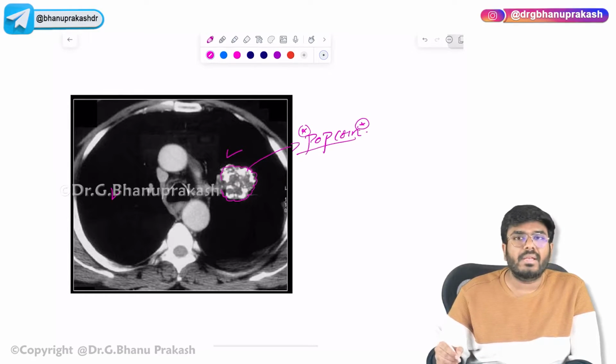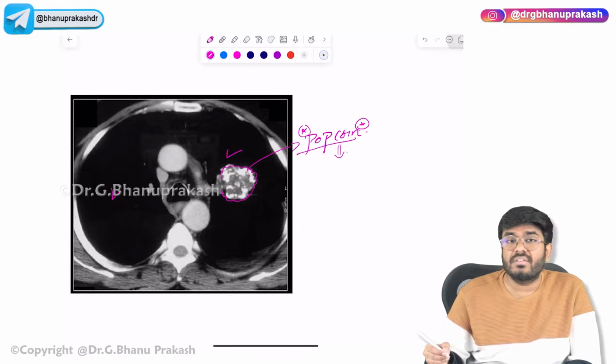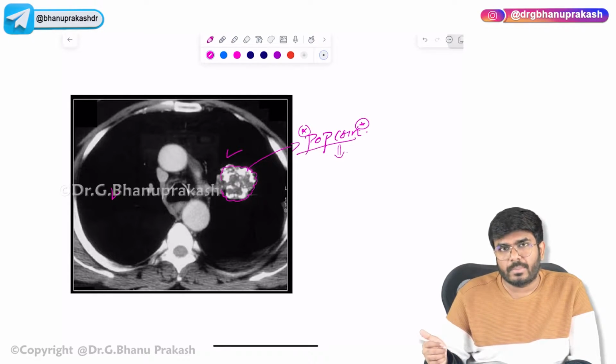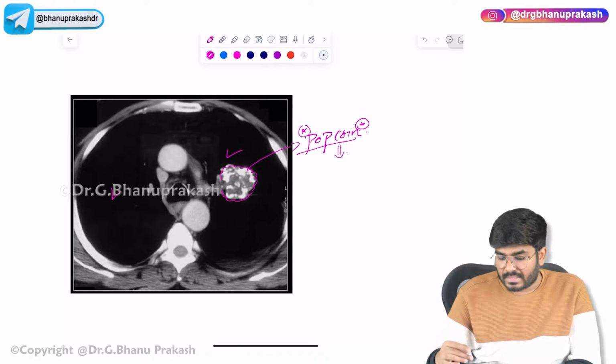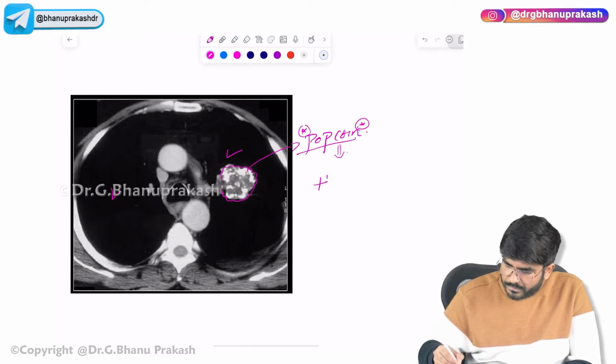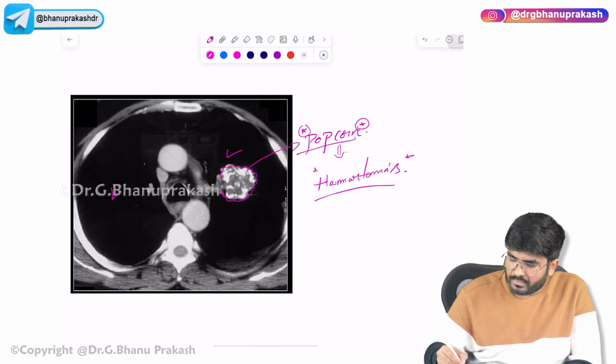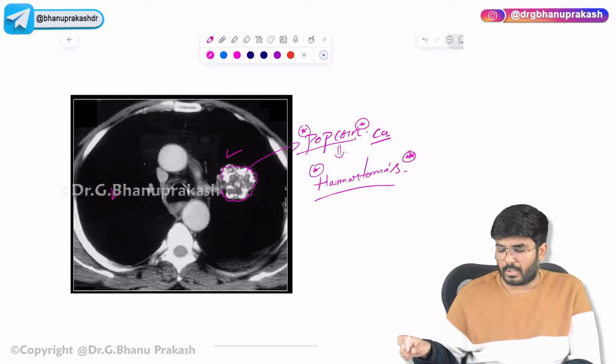So popcorn appearance in the lung is seen in which kind of tumor? Squamous cell carcinoma, large cell carcinoma, adenocarcinoma? Which type of cancer? No, these are not. See, it's seen in a benign condition called hamartomas. Pulmonary hamartomas. In pulmonary hamartomas, you will see popcorn calcification. So popcorn calcification is in pulmonary hamartomas.